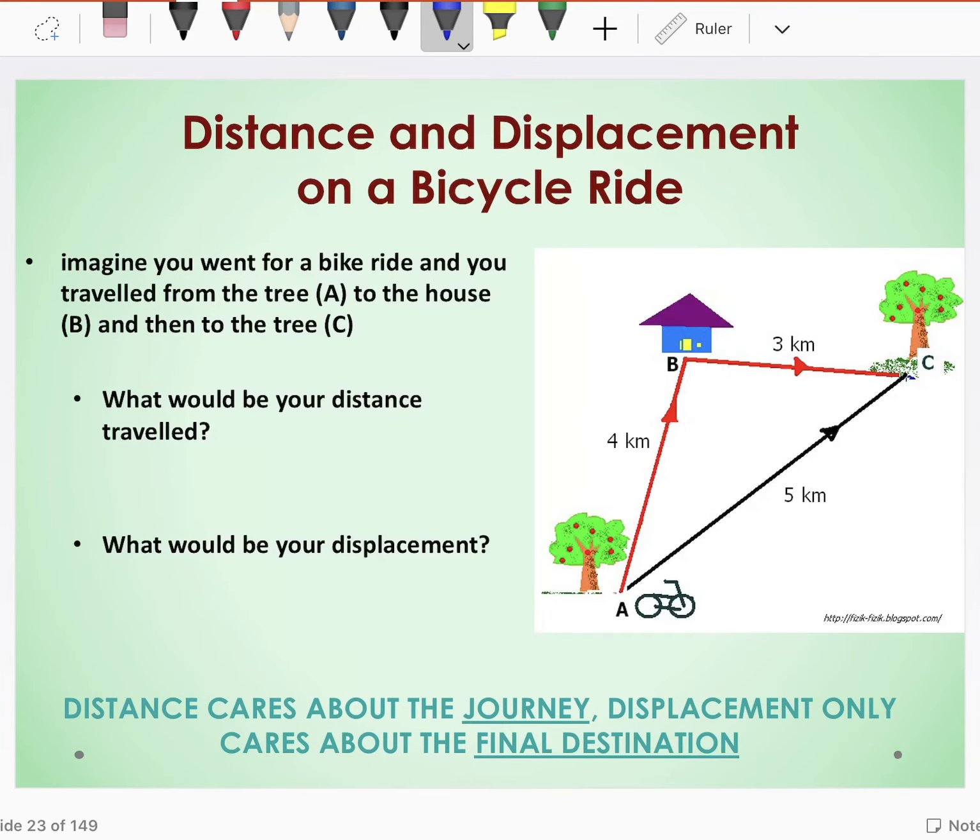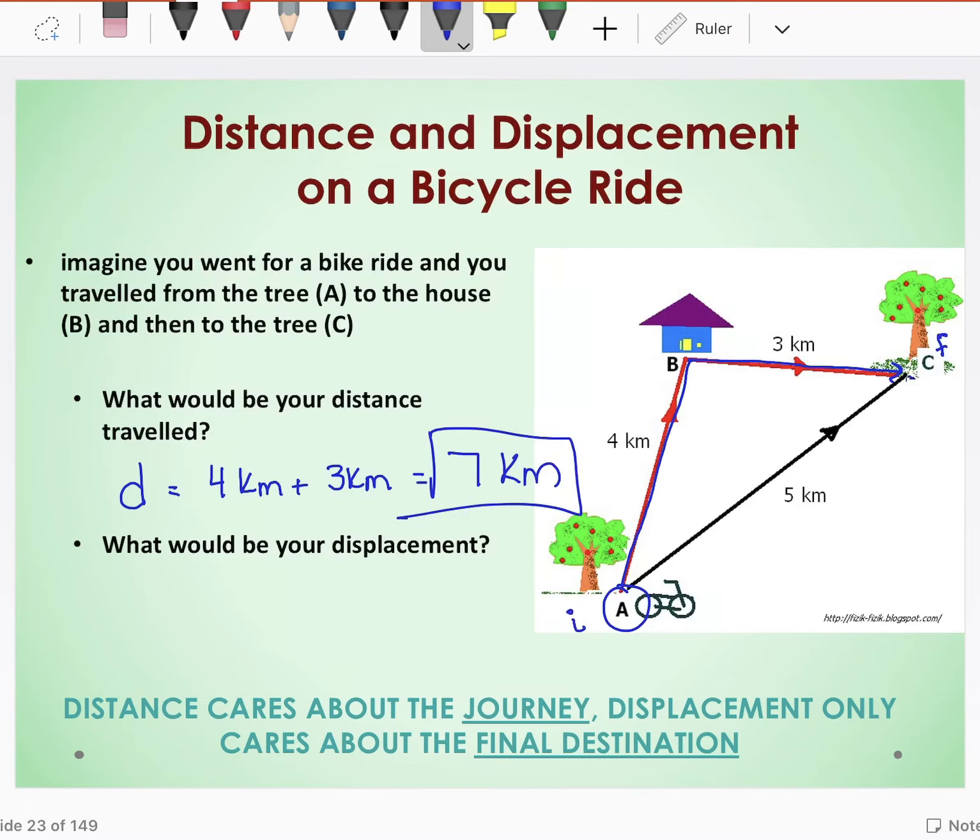All right, so let's do another example with that. Imagine you went for a bike ride and you traveled from the tree A to the house B and then to the tree C. Typically we use i as the initial position and f as final. So we started at A, we ended at C. Looking at distance, first we traveled 4 kilometers to the house, then we traveled 3 kilometers to the tree. Therefore, our distance was 7 kilometers.